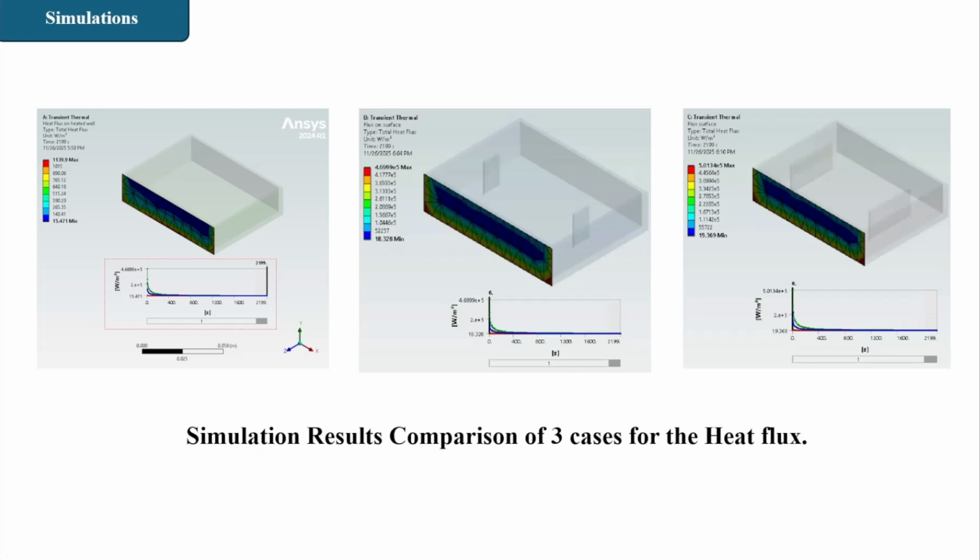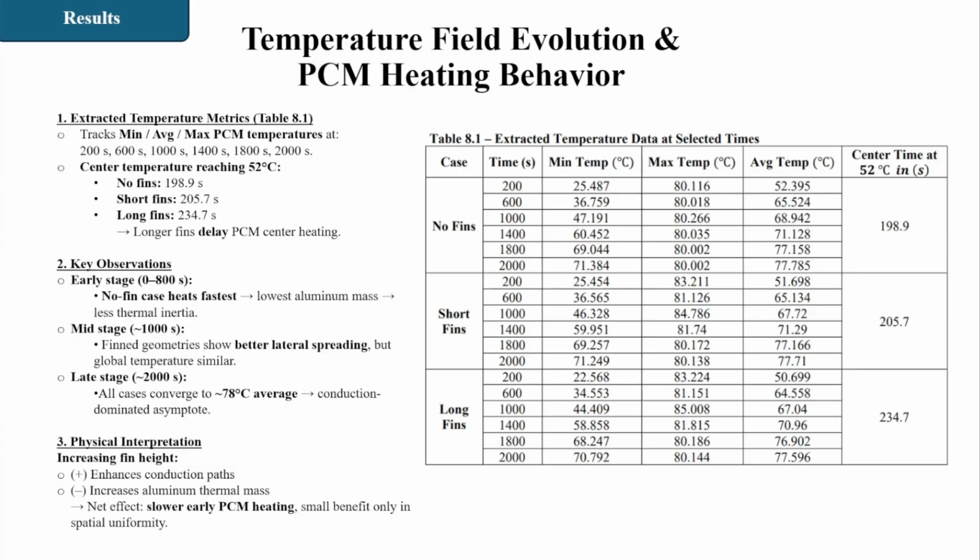This right here is the simulation results comparison for the three cases, comparing essentially the heat flux and how it is affected by the different fin configurations, to check if that actually creates any kind of decrease or improvement in the performance of heat being transferred, particularly into the paraffin wax.